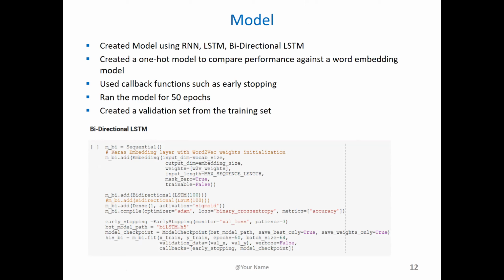For the model development, I have used a simple RNN, an LSTM, and a bidirectional LSTM. I've also created a one-hot encoding model to serve as a baseline and compare it with the word embeddings. We used callback functions such as early stopping and ran the model for about 50 epochs. And using the training set, I carved out a validation set to get an assessment of the algorithm on the validation set.